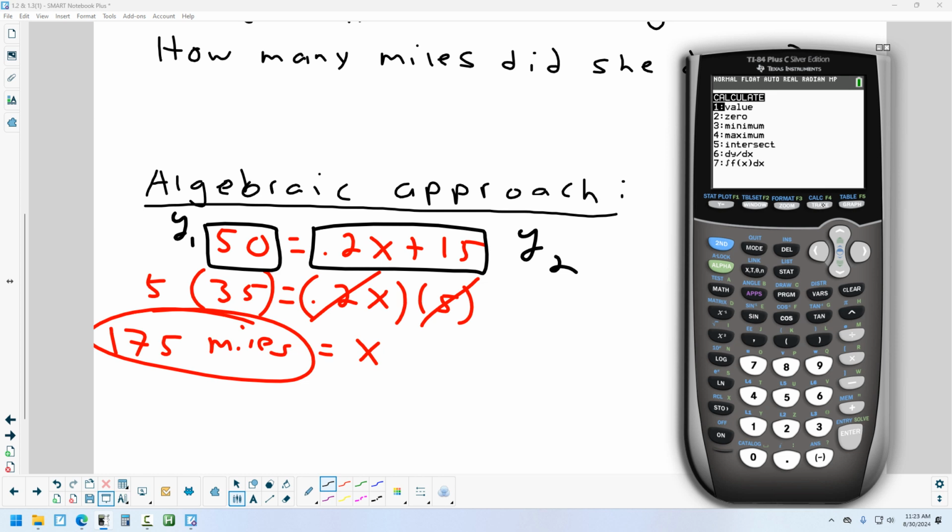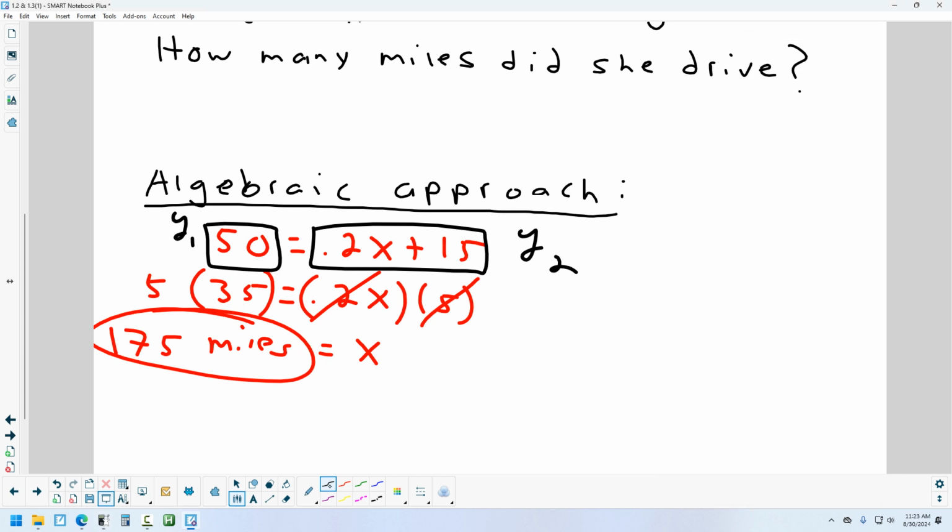We're trying to find where these lines cross. So which option do you think we're going to use? Intersect. I'm going to use intersect. When you press intersect, it's going to ask you three different questions. First, it's going to ask you to pick a point on the first line that you're using. Then it's going to ask you to pick a point on the second line.